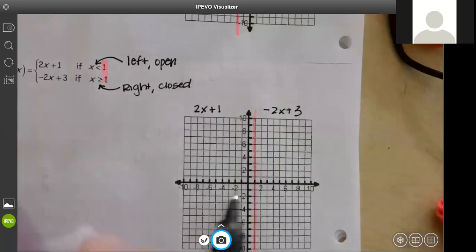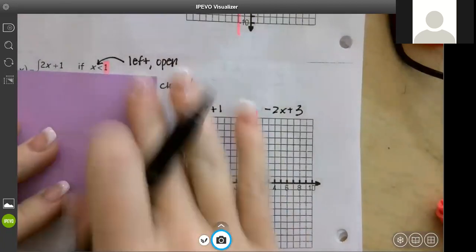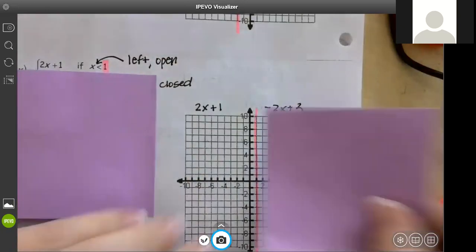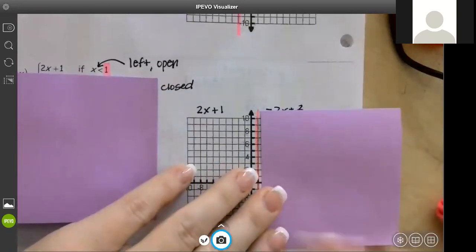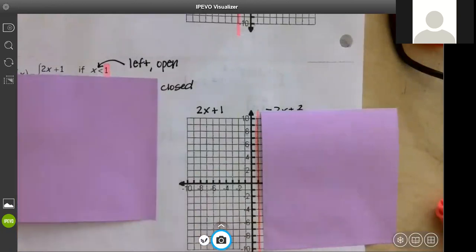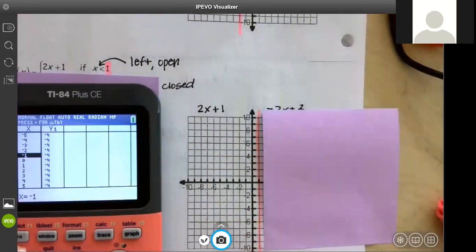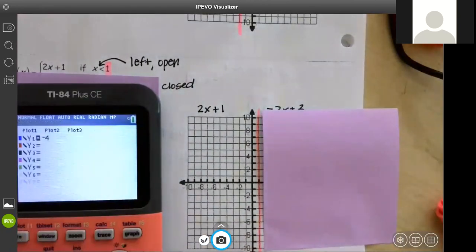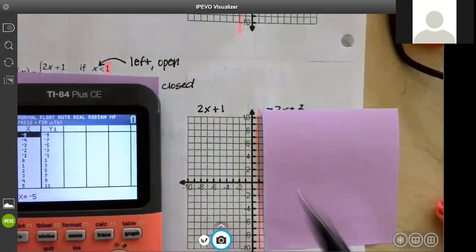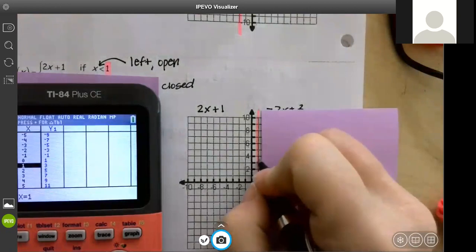So again, let's ignore the bottom function, and let's ignore the right side. We don't care about that right now. I'm going to put this function in my calculator: y equals 2x plus 1. Look at my table. My boundary line is at positive 1. My boundary point is (1, 3), and it's open.